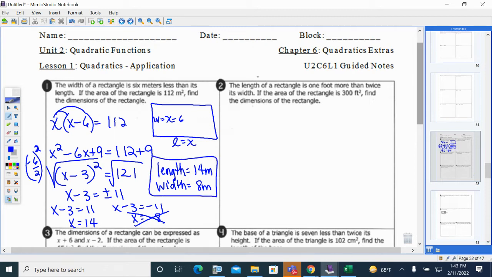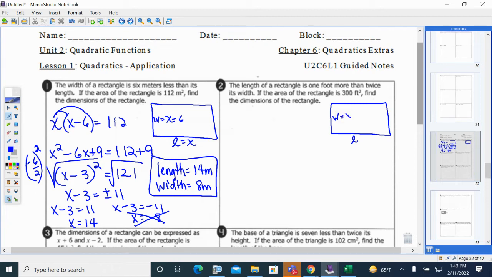Let's look at number 2. Number 2 says the length of a rectangle is 1 foot more than twice its width. If the area of the rectangle is 300 feet squared, find the dimensions of the rectangle. So this one's very similar to question number 1. We're still dealing with a rectangle, and we have length and width. The length of a rectangle is 1 foot more than twice the width.